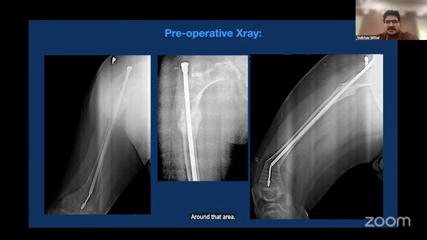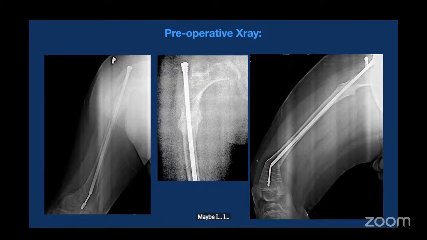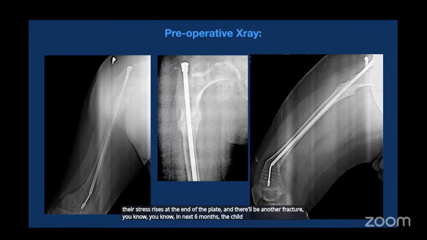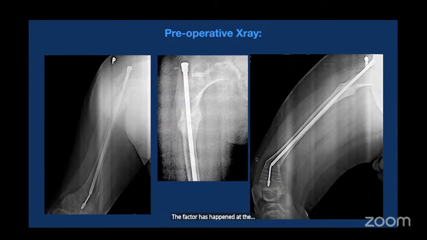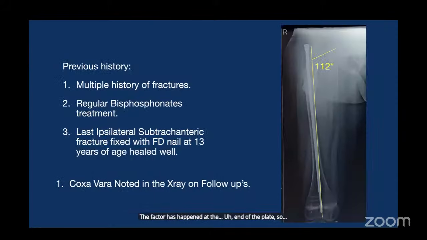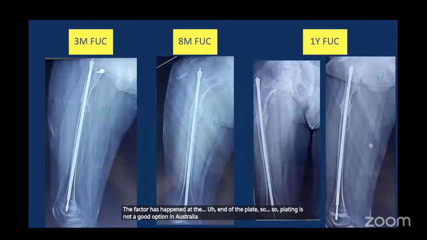Do we augment it with the plate? Again, osteogenesis imperfecta, as I already discussed in the talk, doing plating in pathological bones is not advisable. There are stress risers at the end of the plate, and there will be another fracture. In the next 6 months, the child will come that the fracture has happened at the end of the plate. So plating is not a good option in osteogenesis imperfecta.